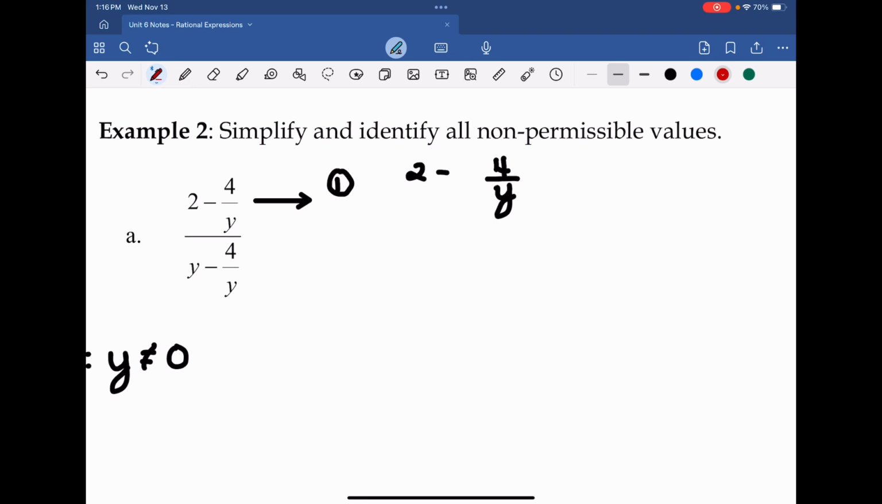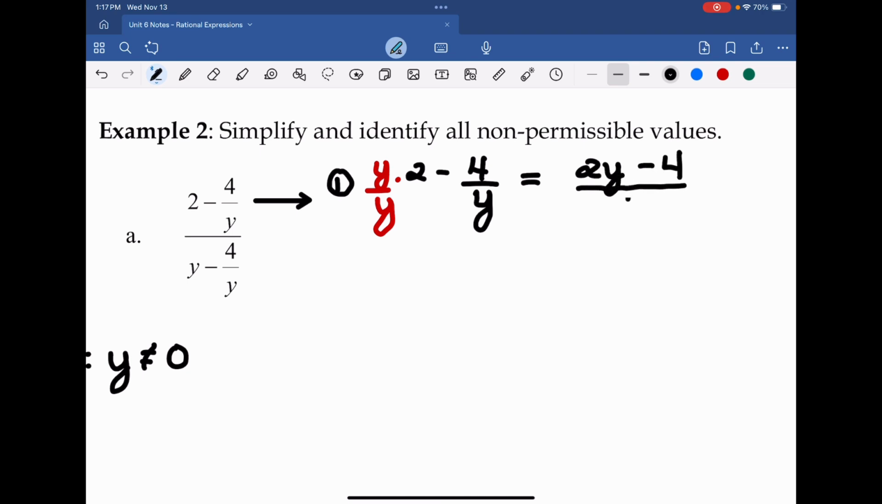Well, in this situation, if I want to create this LCD, I need to multiply this one by y divided by y. And the reason is because if I multiply this by y over y, it's then going to make this have a common denominator of that y. And the nice thing is this one already has the y in the denominator, so we're good. I'm going to write this as equal to 2y minus 4 all over y. Okay, so there's our common denominator. We're happy with this. It only has one denominator and it's a little less complicated.